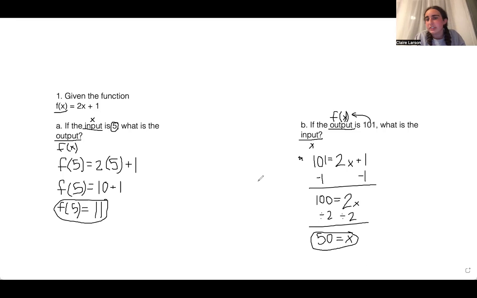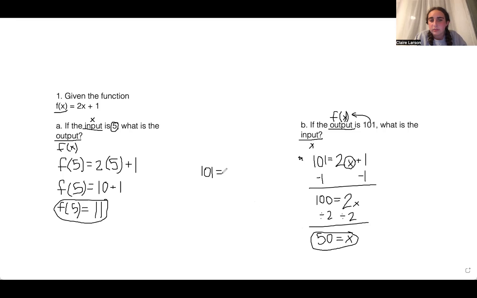I'm going to do it over here because I don't have much room over there. So how do we do that? So 50 equals x. So anywhere we see x, we're going to plug in 50. So 101, because that's what we found out equals f of x, like right over here. We're plugging in 50 to wherever the x we see is right over here.